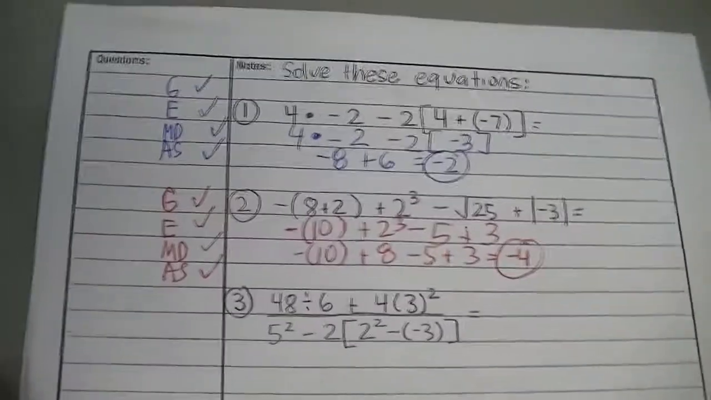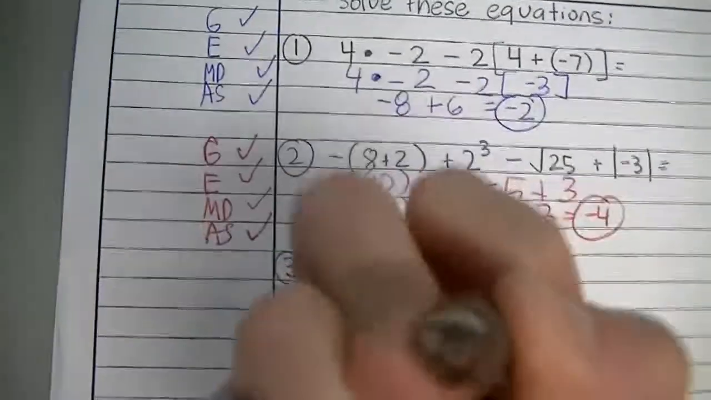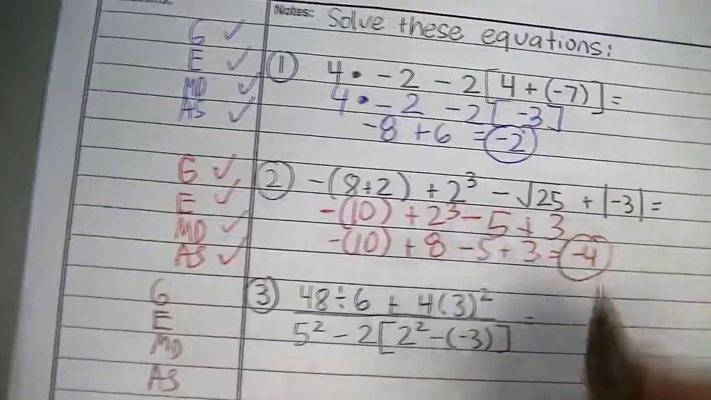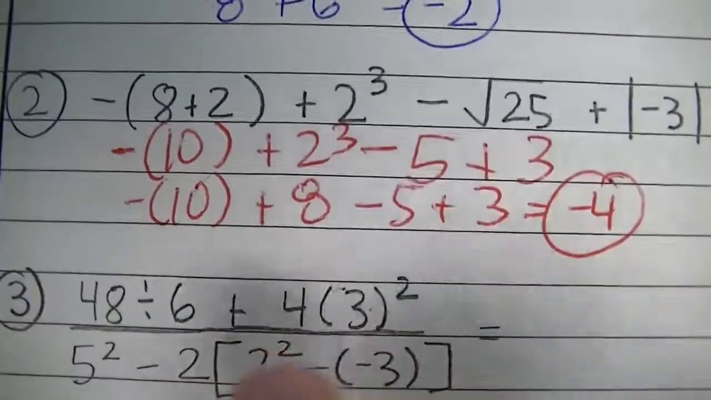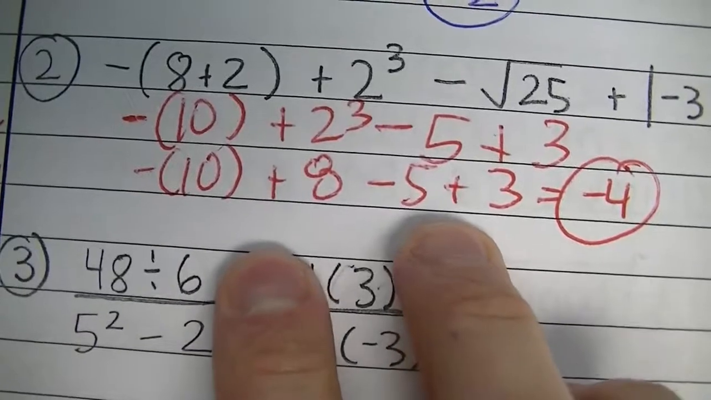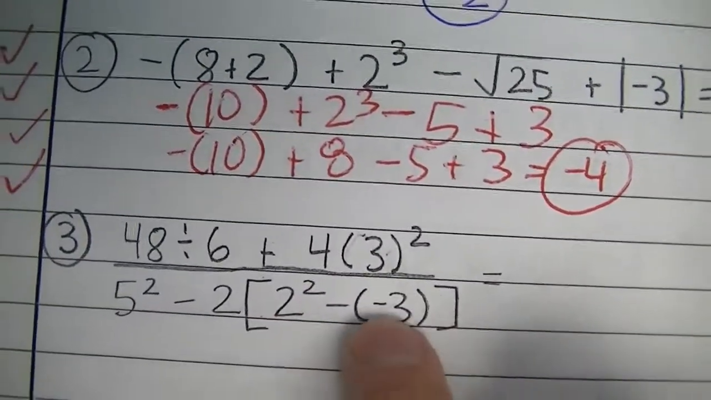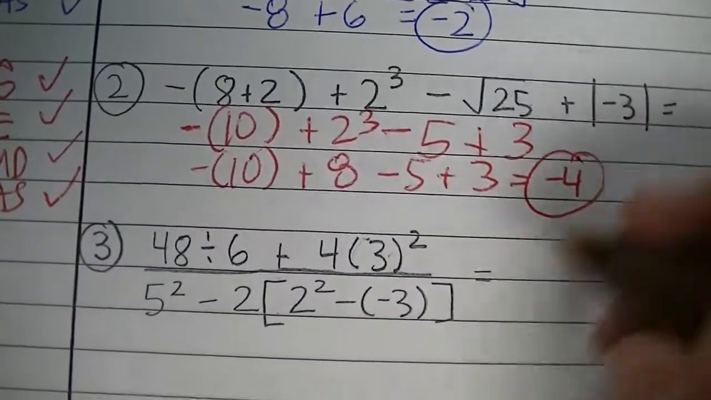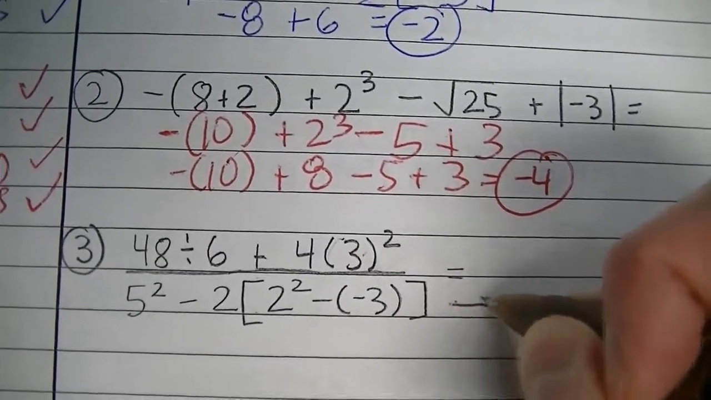All right, next problem. Looks a little bit more challenging, but write your work on the side. Grouping symbols first, and you see that there's parentheses right there, but it's just a 3, so I can't really do anything with that 3, so I'm going to leave it alone. Oh, right here's a grouping symbol. I see brackets. So I'm going to draw an arrow, and I'm going to simplify it over there.